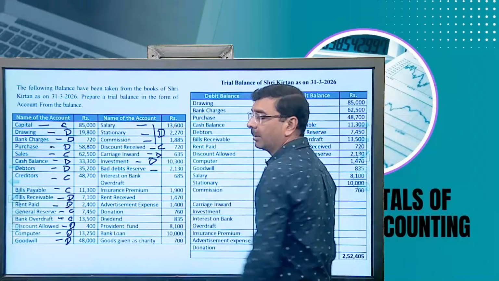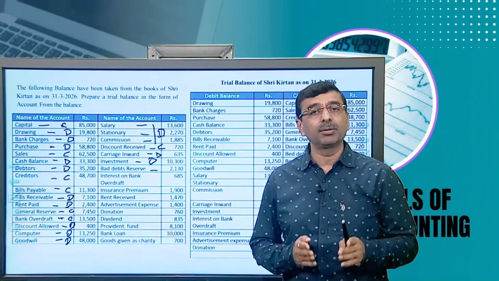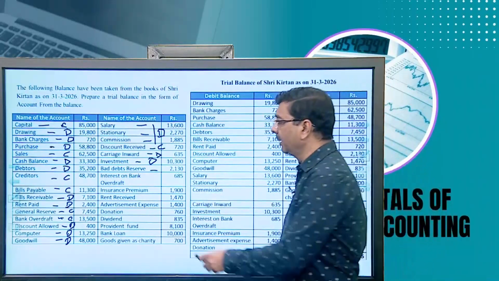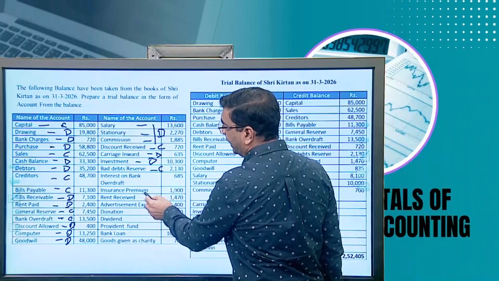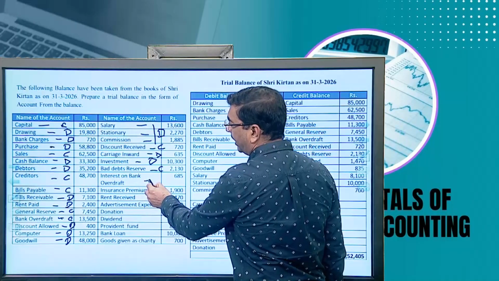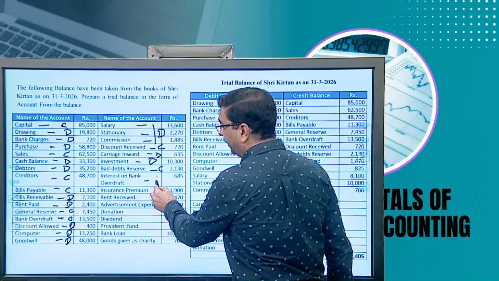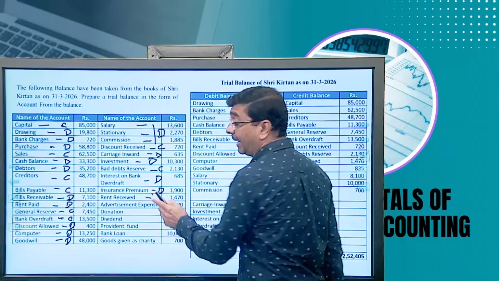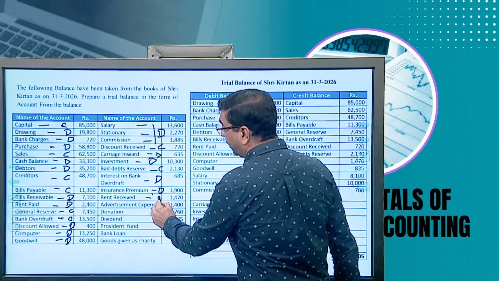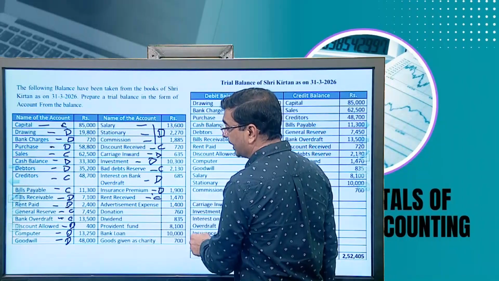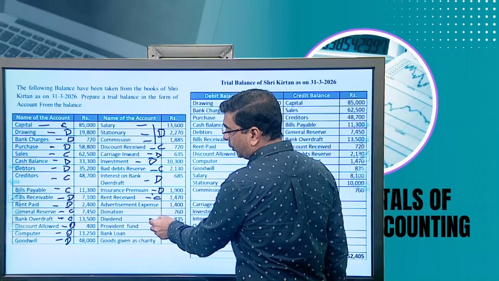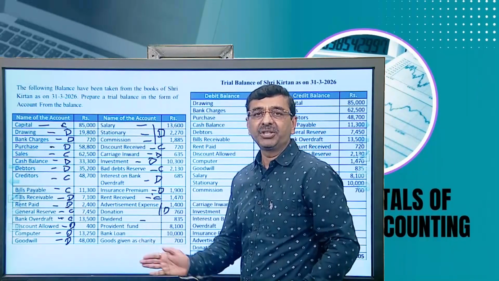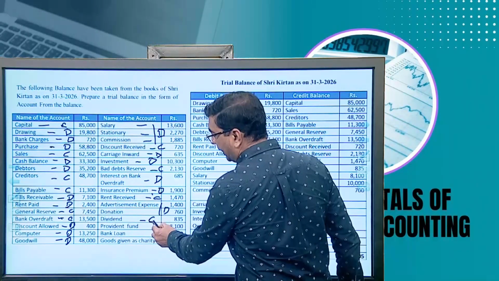Bad debt reserve, it's a reserve created against your doubtful debts, but it's created from the profit, that's why bad debt reserve is considered a credit. Interest on bank overdraft, it's an expense, debit. Insurance premium, it's debit. Rent received is your income, rent paid is your expense, so rent received is credit. Advertisement expense, donation, both are expenses, debit. Dividend is not mentioned here, so we consider it an income, credit.